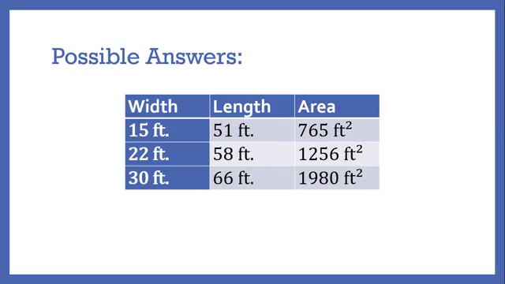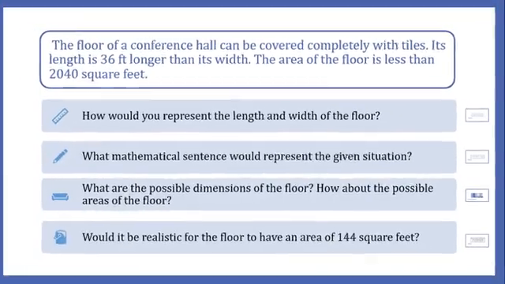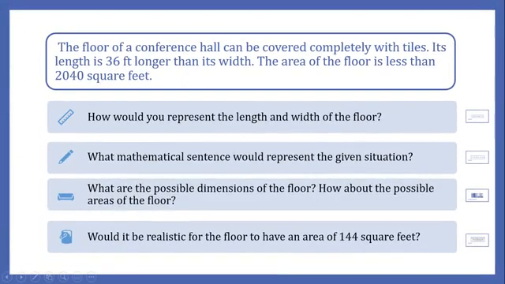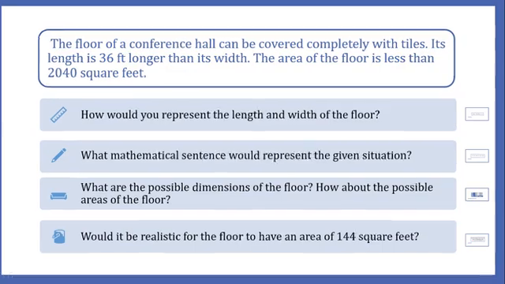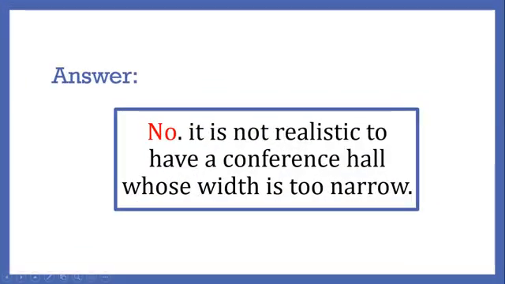And for the third set, we have 30 feet for the width, 66 feet for the length, and for the area, 1,980 square feet. Now, this is the question. Would it be realistic for the floor to have an area of 144 square feet? No, it is not realistic to have a conference hall whose width is too narrow.